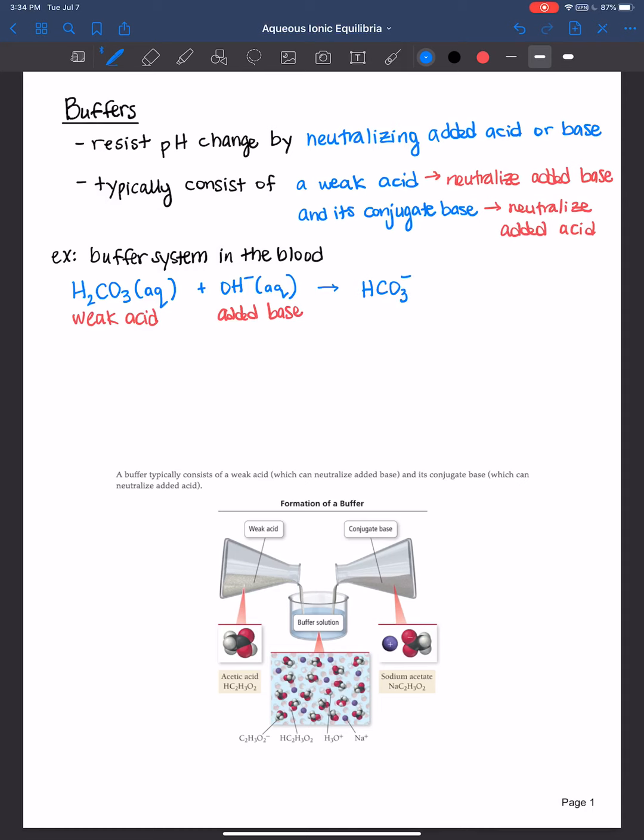So now it's missing a proton, so now it has a negative formal charge. It's the bicarbonate polyatomic ion and the conjugate base of carbonic acid. And since the base took a proton, it went from hydroxide to the conjugate acid of hydroxide, which is water.